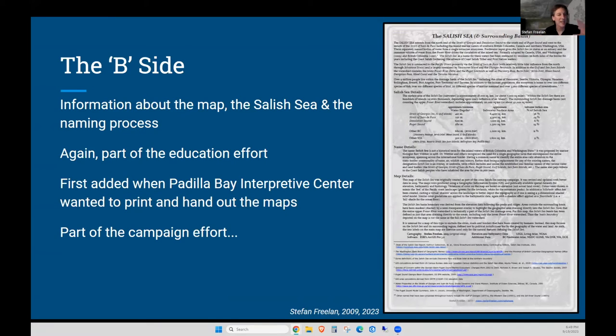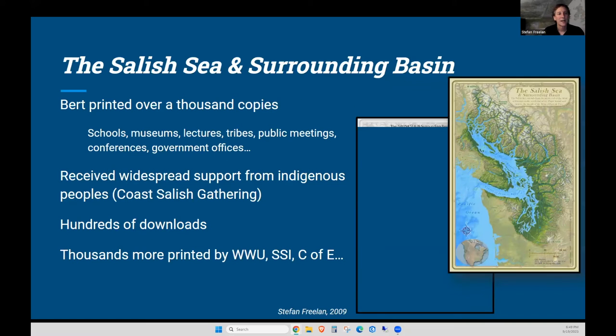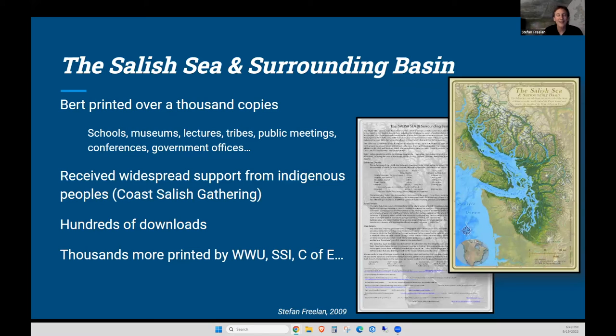All of that is sort of, again, worked as a piece of propaganda. I'm trying to sell something, the name Salish Sea. Early on, we started just handing these maps out, and we quickly realized that we needed to tell the story with the map. And so we did a B-side that's got a very short version of this one-hour talk. Again, part of the educational campaign, propaganda in a good way. So Bert went out and printed literally thousands of these maps, handed them out to schools, museums, kids, congresspeople. Thousands more have been printed by the Western Salish Sea Institute, the College of the Environment, myself.